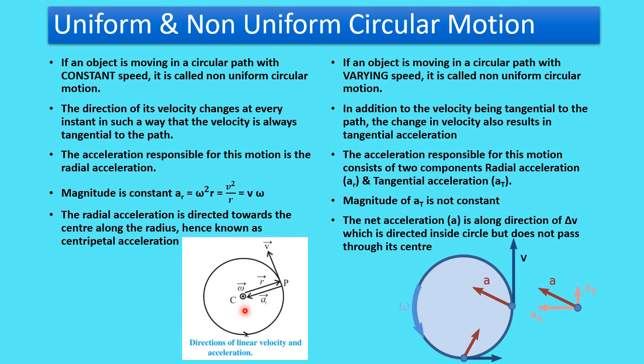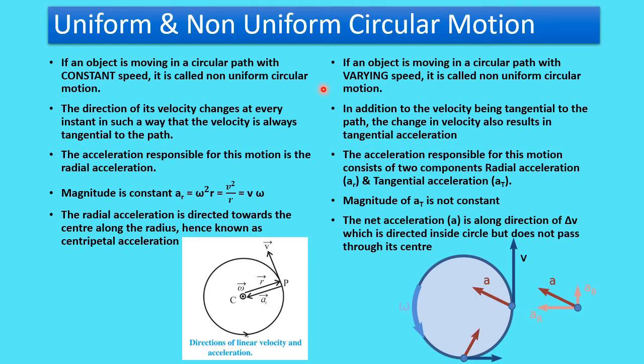In comparison with uniform circular motion, in uniform circular motion the object was performing a circular motion at a constant speed. But in non-uniform circular motion, the object is still performing a circular motion, but the speed of this object around the circumference of a circle is not the same. So here one acceleration is already caused because it is performing a circular motion, so there is a centripetal acceleration. But at the same time, since speed is not the same on a circular path, it will have tangential acceleration also, along the tangent, along with the linear velocity.